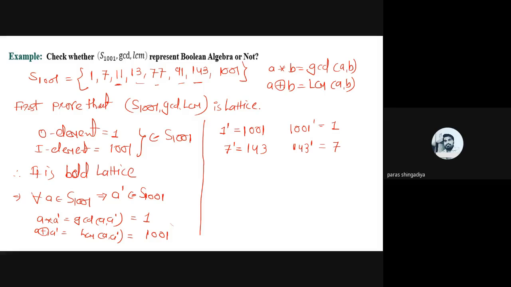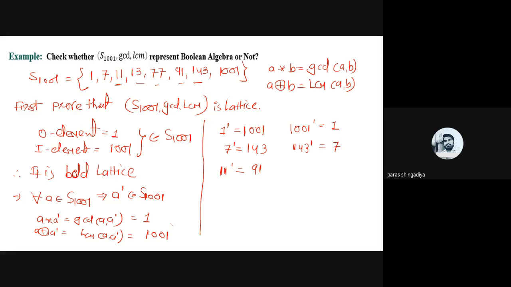Okay, the next number is 11. So which number is the complement of 11? Yes, anyone reply, which number can we consider? Yes, 91. Good, because 91 with 11, they are not divisible by each other. We cannot divide 11 by 91, or 91 by 11. So there is no common factor other than 1.